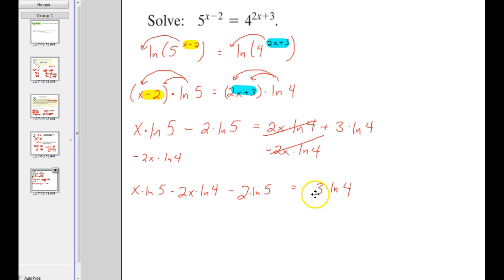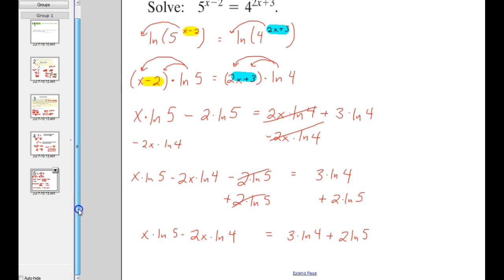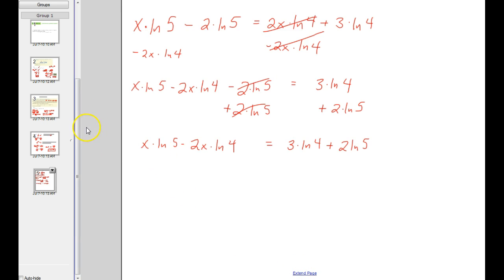Alright, and now I'm going to add this minus 2 natural log of 5 away. So now I only have x's over here on the left, and then I have only things with constants, no x's on the right. Alright, so this is where I'm going to go down, give myself a little more room. Notice here on the left, there's an x in both of these terms that are being subtracted. So it has a common factor, a GCF. So what I end up doing here is I'm going to factor this common factor out, which leaves x, the common factor, times the stuff that's left over, natural log of 5 minus 2 natural log of 4.